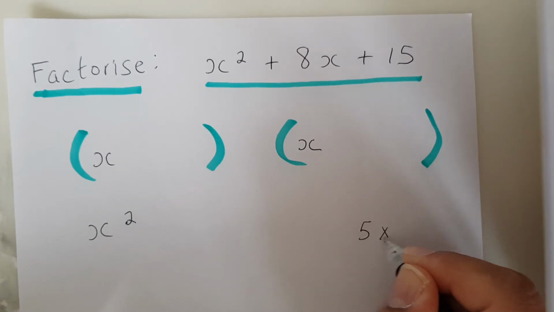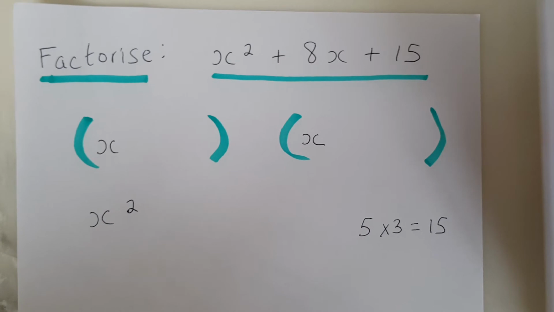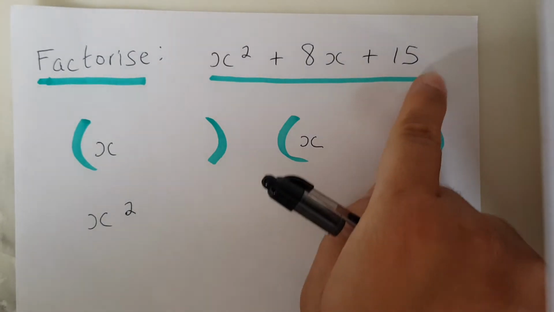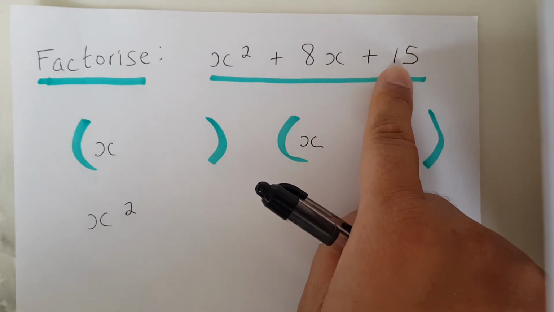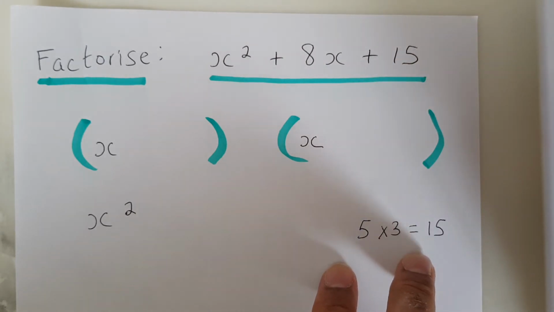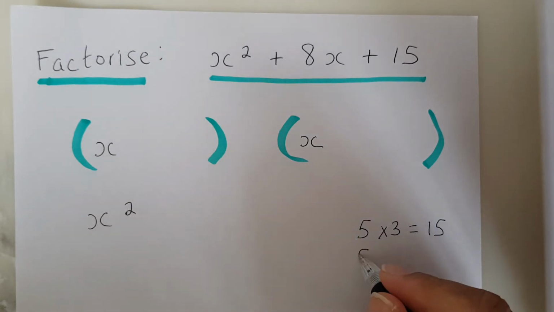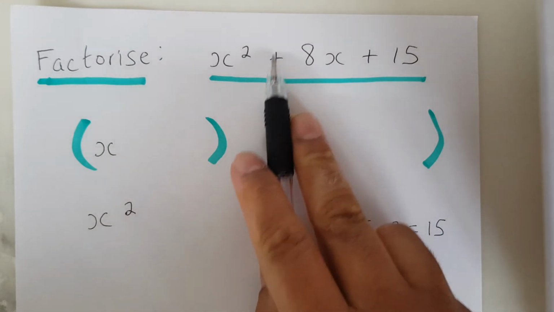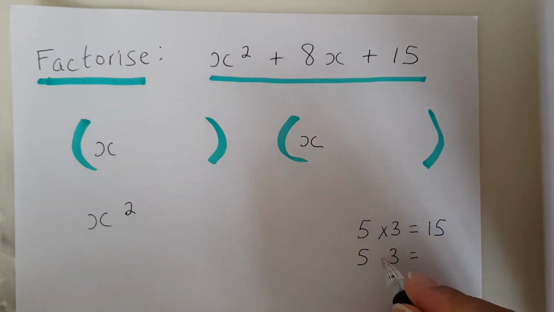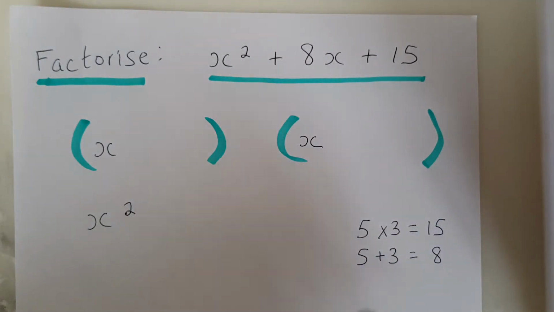So let's do 5 times 3 for the moment. 5 times 3 is 15. That's the last digit. Always remember the multiplication is the last digit. Two numbers multiplied together make the last digit. The same two numbers you have to add or take away to make the middle number, which you can, because 5 add 3 is 8. You can do that, yeah?